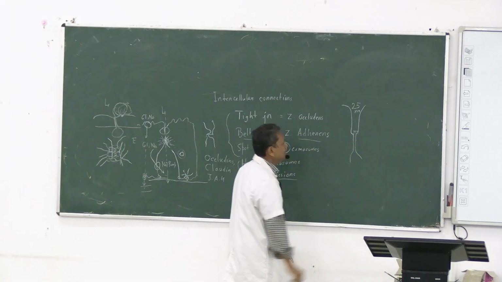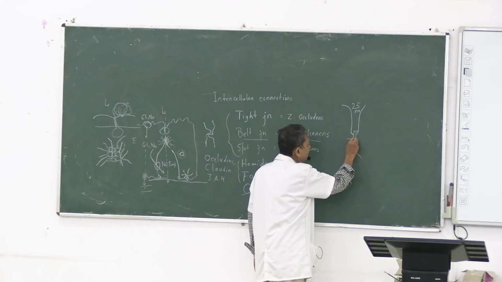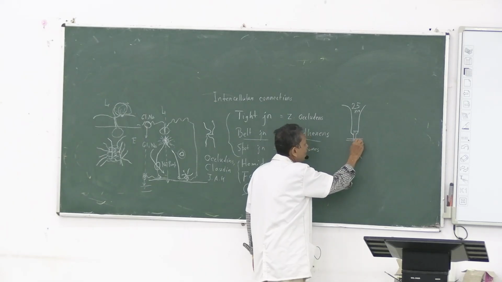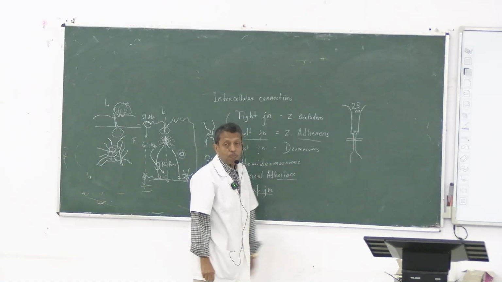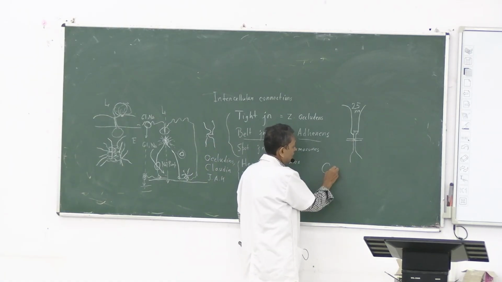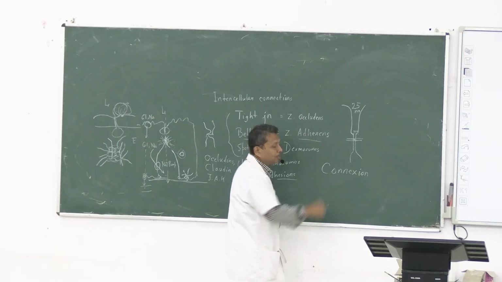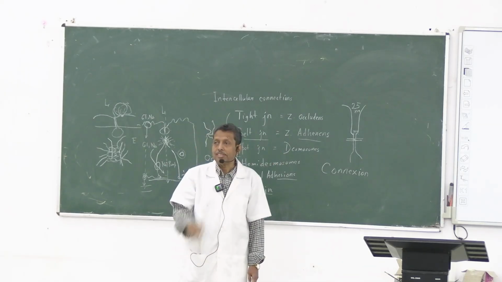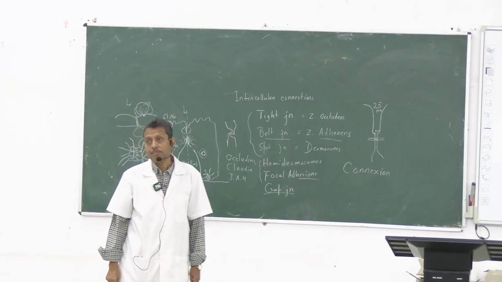Here there are some proteins disposed in such a way that they form a tunnel-like structure, closely opposed to one another. These tunnels are formed of proteins, and together they are called the connexons. It is formed of 6 subunits, which are called connexins.